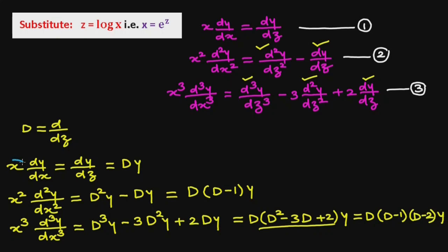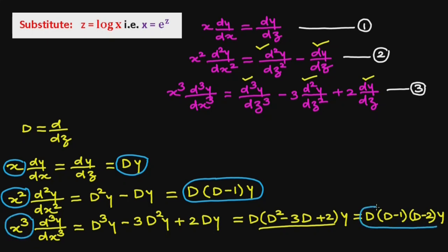So when the coefficient of dy by dx is x, we use Dy. When the coefficient of d2y upon dx square is x square, we use D into D minus 1 into y. And when the coefficient of d cube y upon dx cube is x cube, we will use D into D minus 1 into D minus 2 into y.